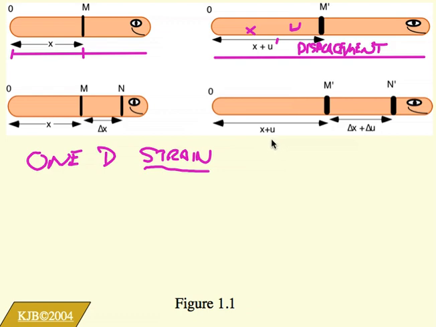In order to do that, we can use the same example of a worm. In this case, we're going to define a point M and a point N, and the distance between those 2 points as delta x. That's the distance between M and N in the unstretched worm. When we look at the stretched worm, we find M prime and N prime for that same stretch up above, and we can describe this new distance between M prime and N prime as delta x plus delta u.